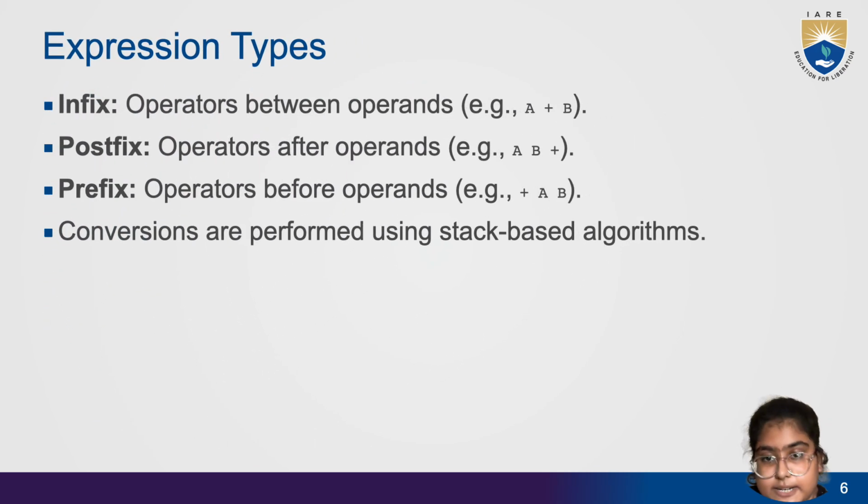Now, coming to expression types, there are three main types of arithmetic expressions. The first one, infix, where the operator is between the operands, like a plus b or b plus c, or even simply c into d. Postfix, where the operator comes after the operands, like cd divide or de multiplication. Prefix, where the operator appears before the operands, like minus ab, plus ab, or into ab.